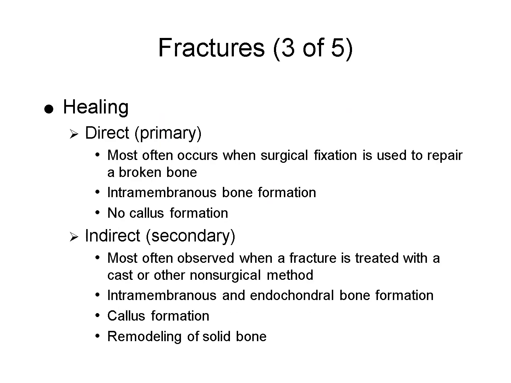Bone healing occurs through two primary mechanisms: direct or primary and indirect or secondary healing. Direct healing typically requires surgical fixation and proceeds without callus formation. Indirect healing, more common in non-surgical cases like casting, involves the formation of a callus, followed by remodeling into mature bone. Both pathways result in bone repair, but differ in biological process and timeline.